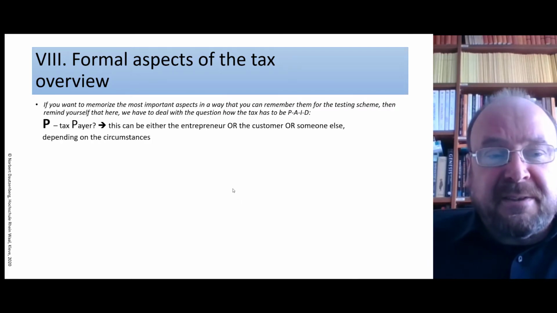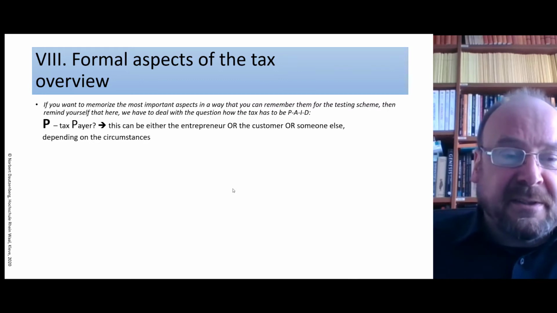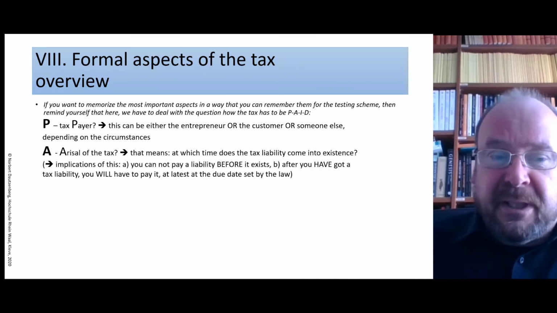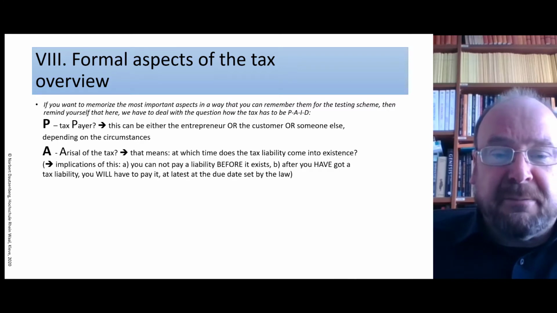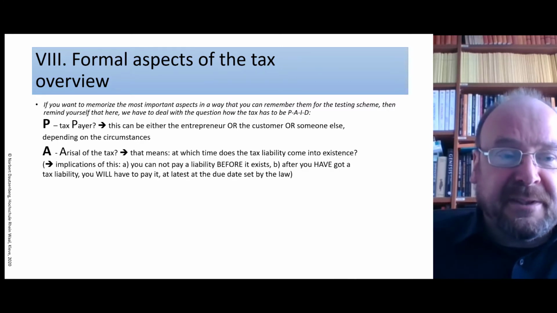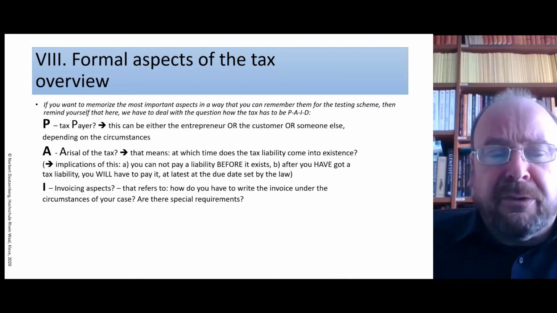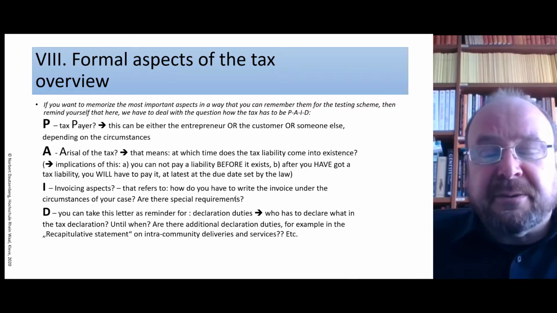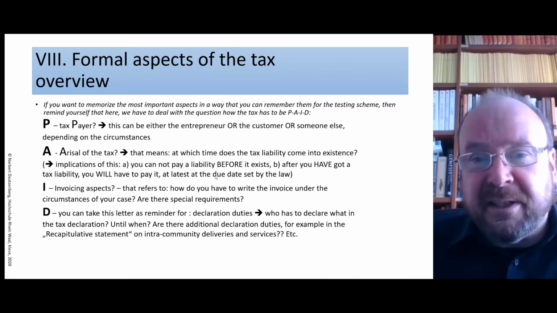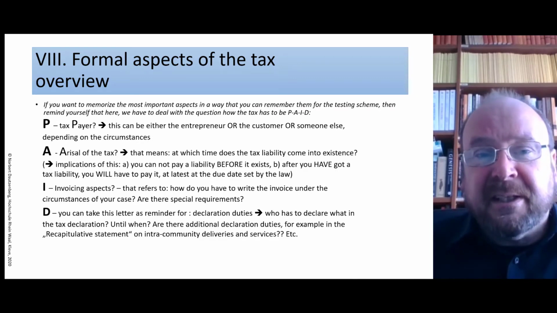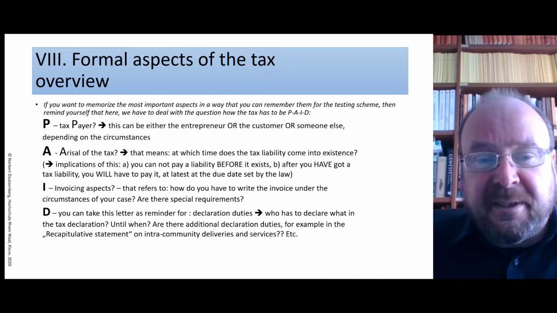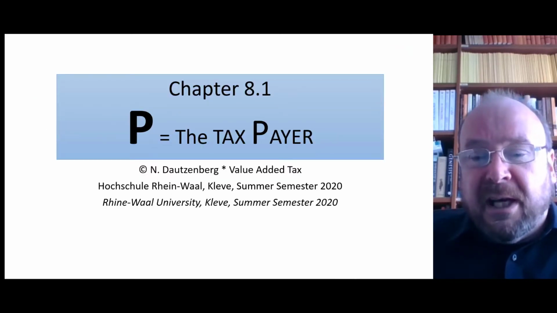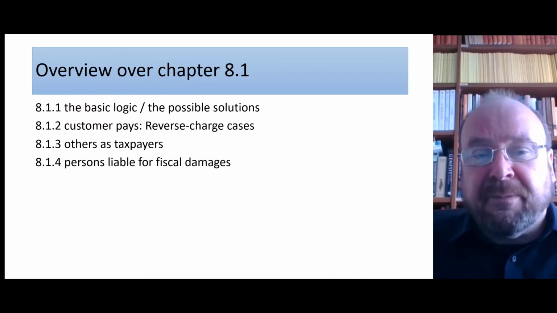So the P is for taxpayer, who is the taxpayer. The A is for arisal of the tax, which means at which time does the tax liability come into existence. The I, I pronounce it in the German manner, is for the invoicing aspects, and the D is for declaration duties. So you can easily remember which aspects are to be dealt with under the headline formal aspects of the tax at the end of the testing scheme. But now, ladies and gentlemen, let's begin with the taxpayer.